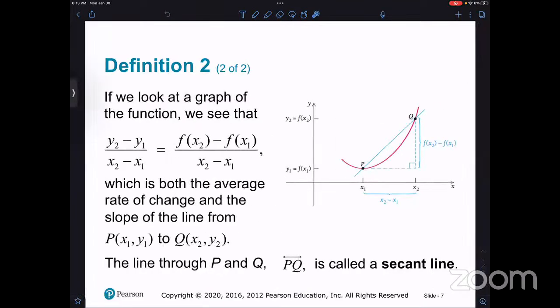If we look at a graph, now we have the slope, change in y over change in x, y2 minus y1, that's from college algebra. But we can express y2 as f of x2 and y1 as f of x1. So the slope can be expressed in this form: f of x2 minus f of x1 over x2 minus x1. Again, that's just the change in y over the change in x, which is both the average rate of change and the slope of the line between P and Q. The line through P and Q is called the secant line.